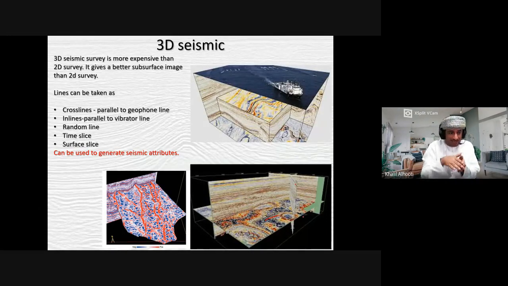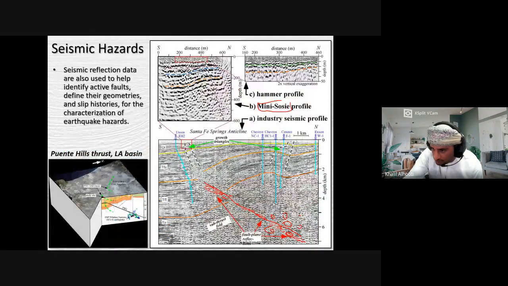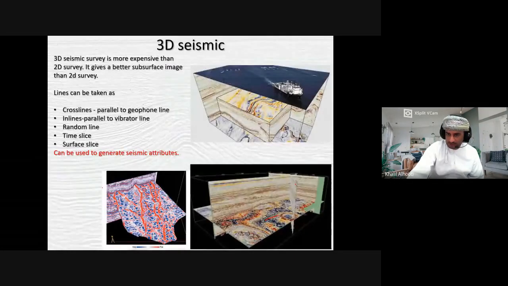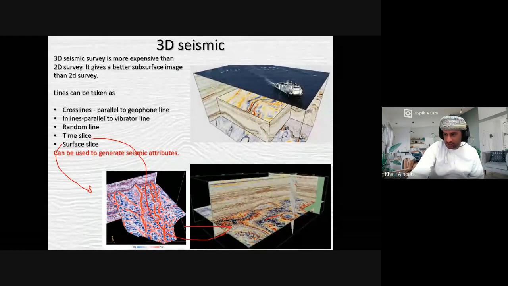You can take a time along a surface. You see this surface, I interpreted that surface. Give me the seismic amplitude, extract for me the seismic amplitude along this surface. It gives you something like this. So this is a surface slice, as opposed to the time slice you see here.